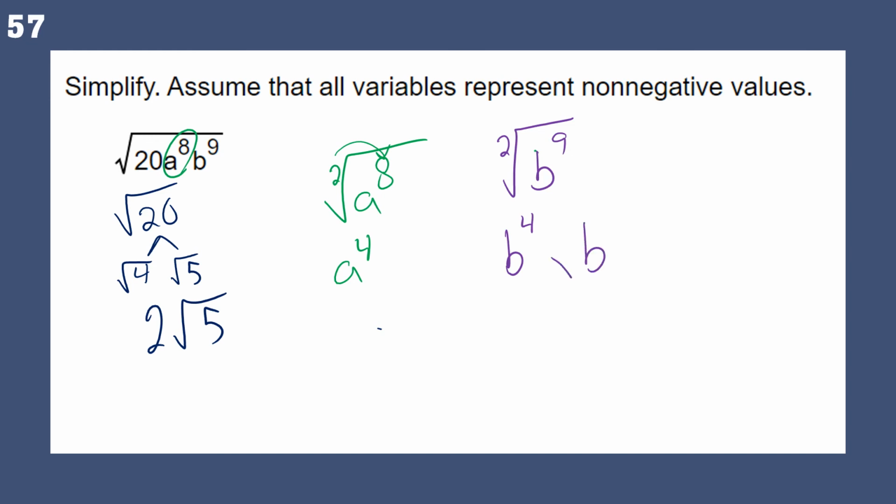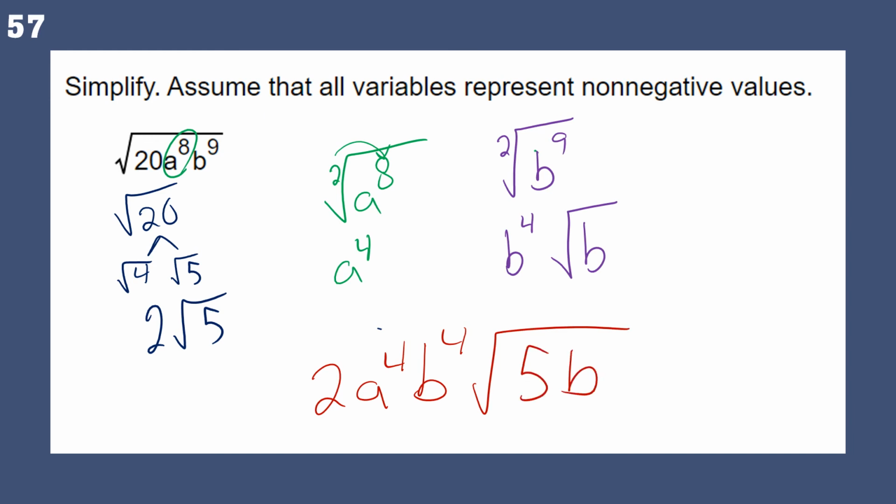And so what we do is we leave that last b in the square root. The other way to think about this would be it's 9 divided by 2, which is 4.5, or 4 with 1 left over, 1 remainder. Now, to get our answer to look really nice, we're going to put it all back together. So I'm going to put the 2, a to the 4th, and b to the 4th on the outside, and on the inside, I'm going to put 5b.